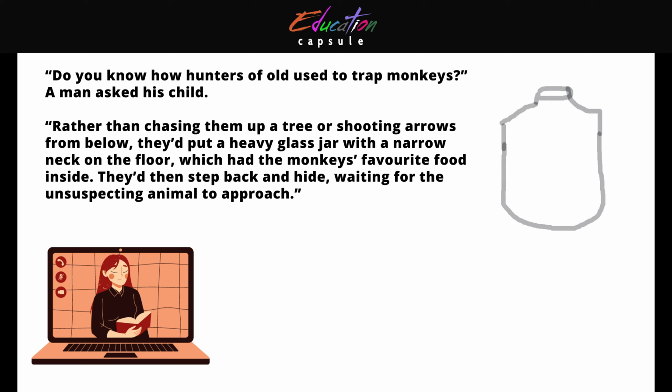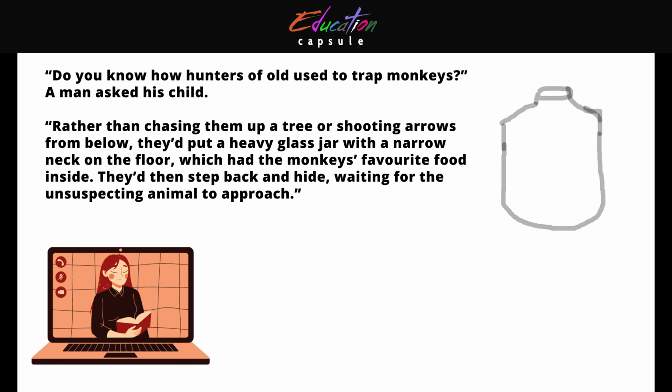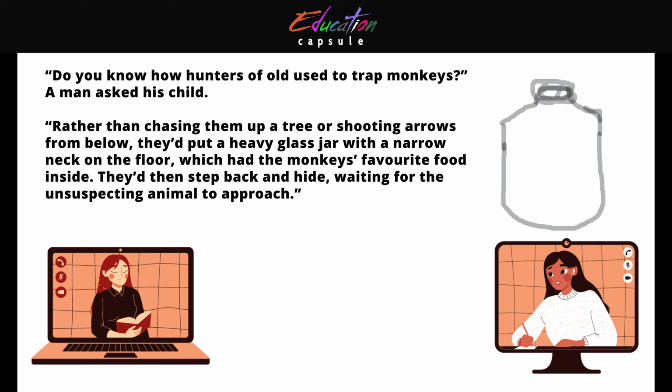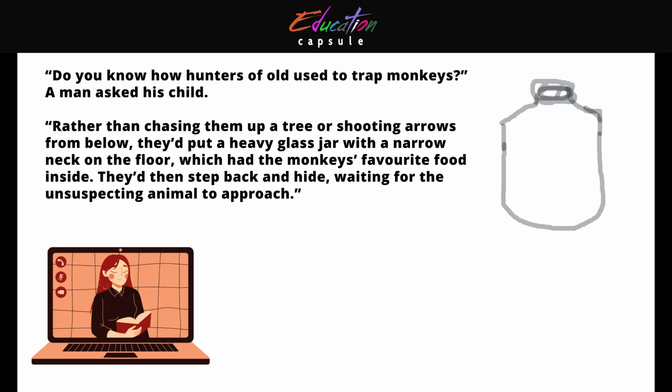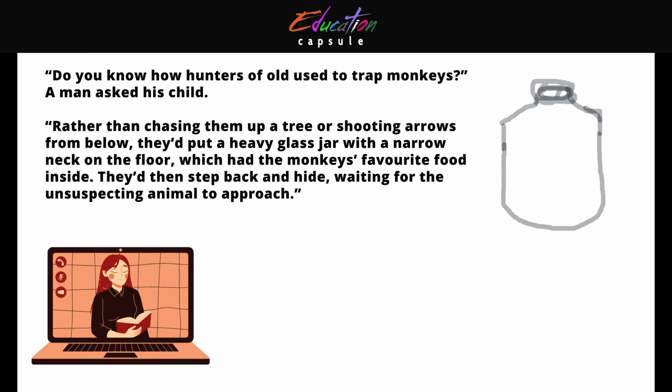What does it mean? They are using a jar to catch the monkeys rather than chasing them or using arrows. Exactly. So they're taking a jar with a narrow neck. This is the neck of the jar, right? And what were they keeping in that jar? Monkeys' favorite food. Exactly.